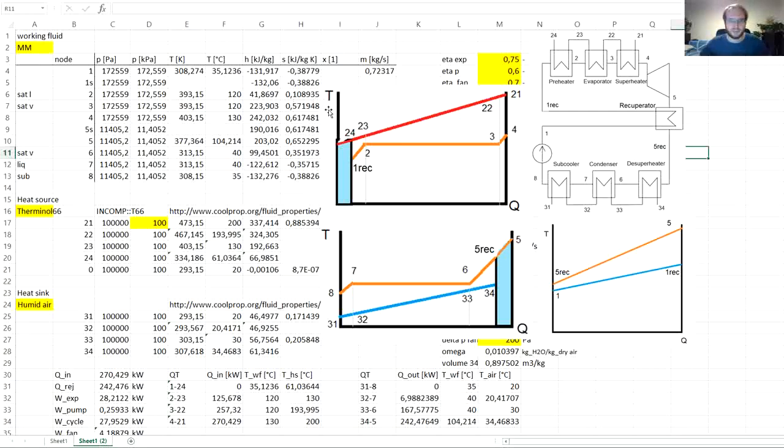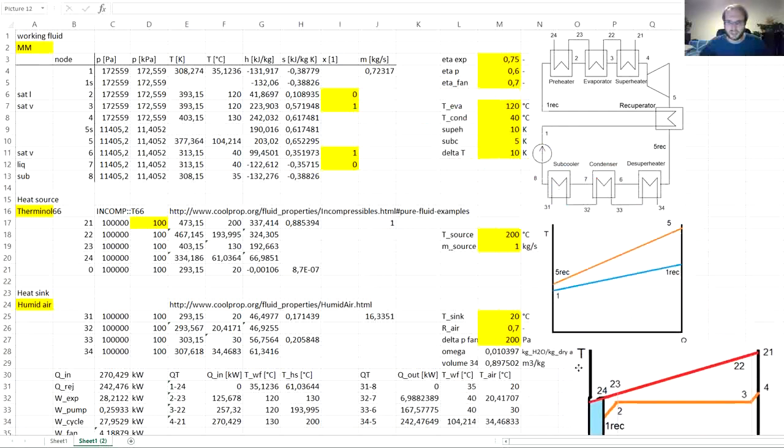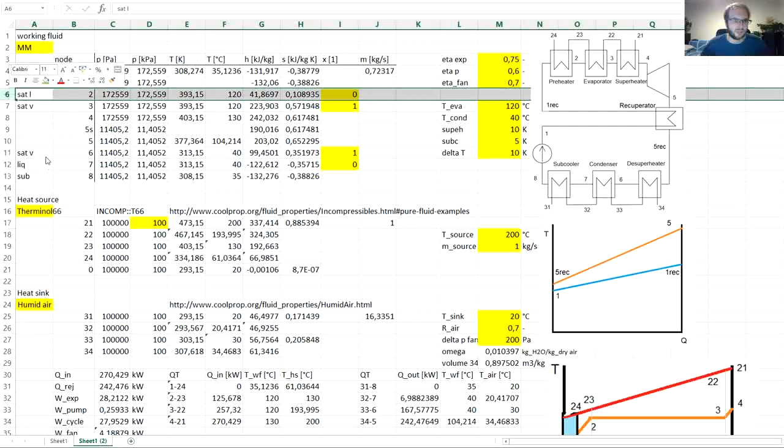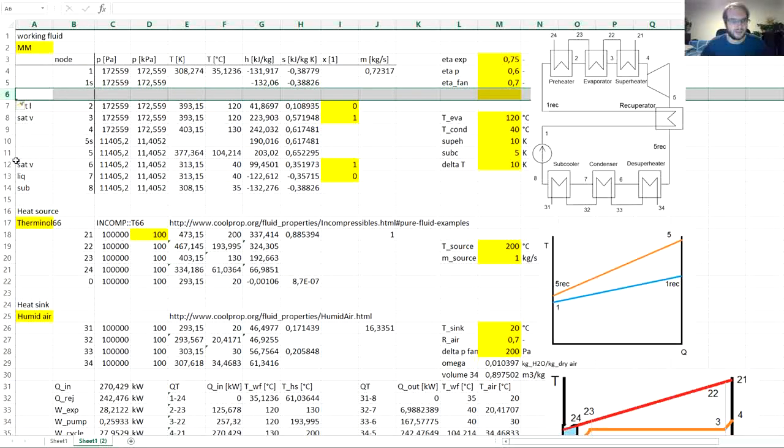So now let's do the modifications to the cycle to update it to the recuperated layout. For that, I recommend you to copy the model of the cycle, for example, to a new sheet, so that you can still have the previous one, and then we will compare the differences. So we have 2 additional points compared to the previous case, point 1 recuperated and 5 recuperated. So let's add them into our layout, into our table.